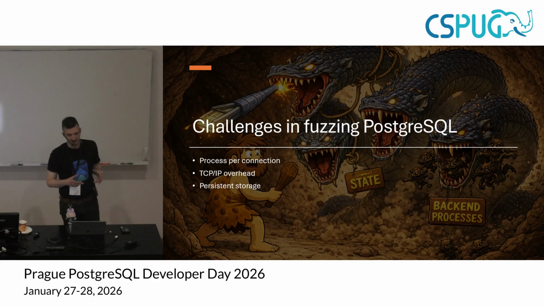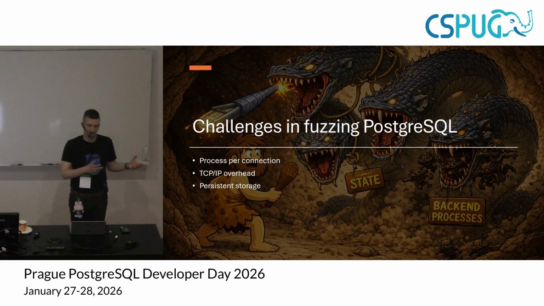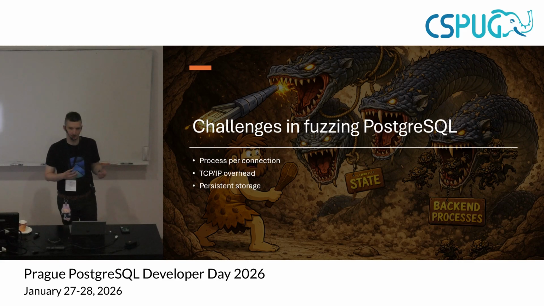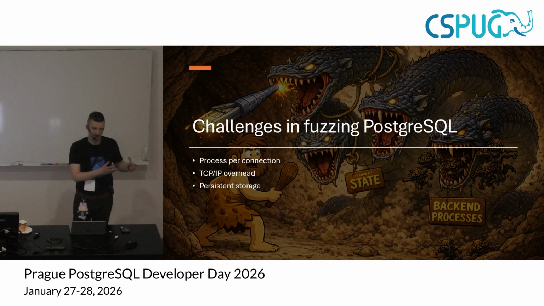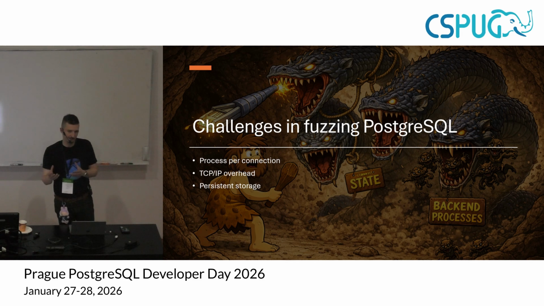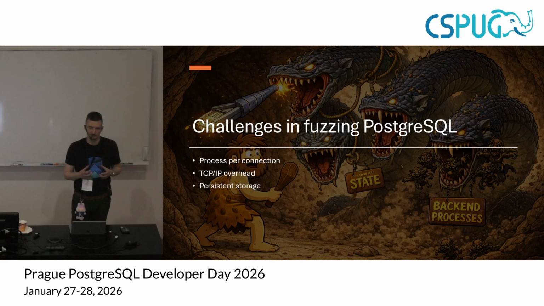The second problem is TCP/IP overhead. So again, PostgreSQL expects to get data from networking. I was thinking about single user mode, but it disables networking itself, so that's out of the question. Having an external harness, I don't need networking. I can just feed data directly into the parts of libpq that parse whatever would come over the network.